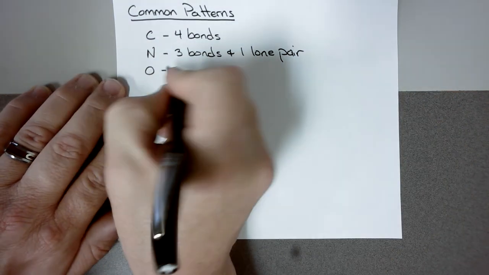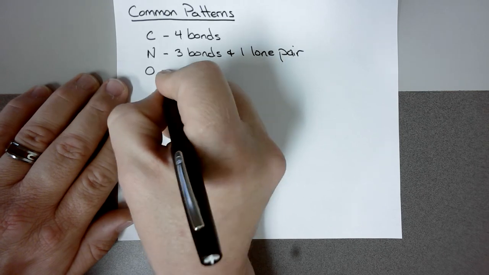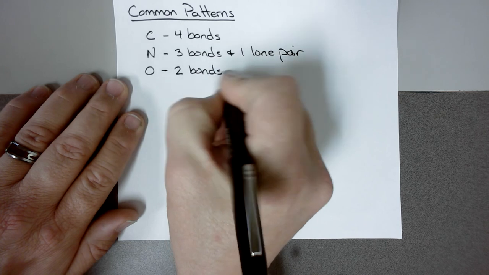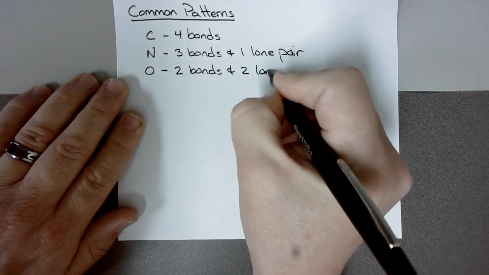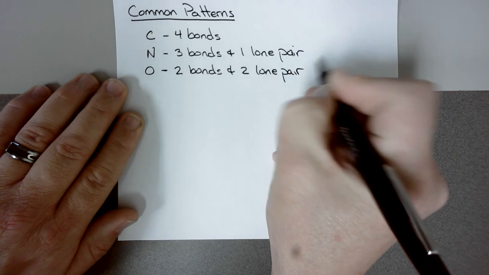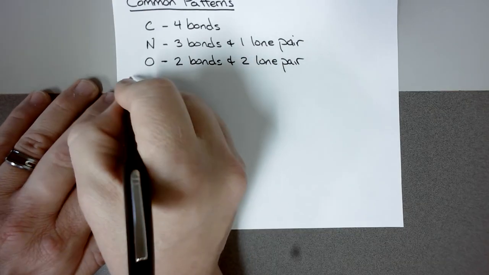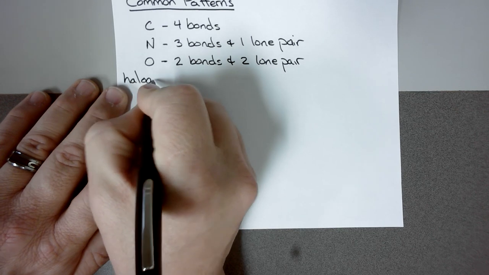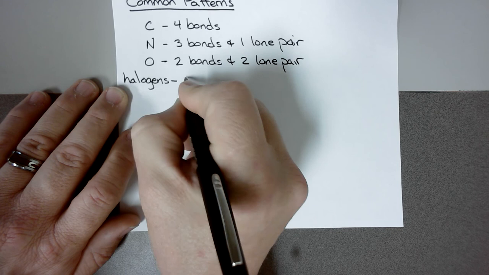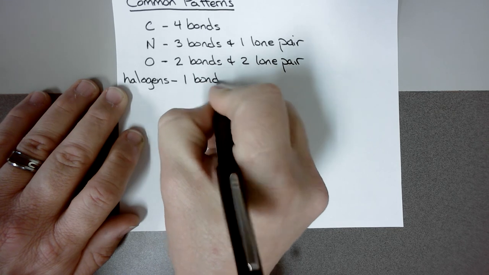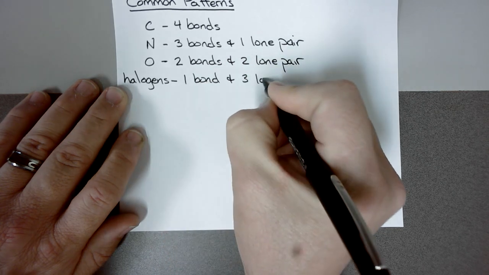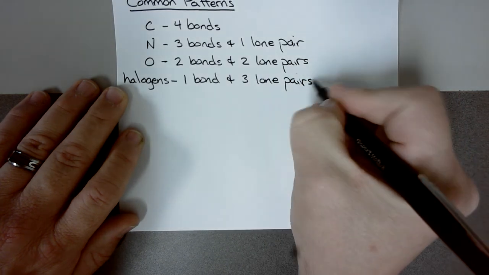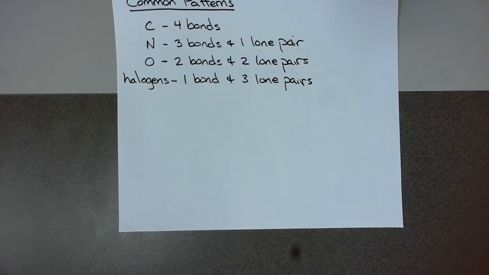Oxygen tends to have, now this is not a rule, this is just a tend or pattern, tends to have 2 bonds and 2 lone pairs. And then the halogens, like chlorine, fluorine, iodine, and bromine, halogens, tend to have 1 bond and 3 lone pairs of electrons. Okay, so those are some patterns.